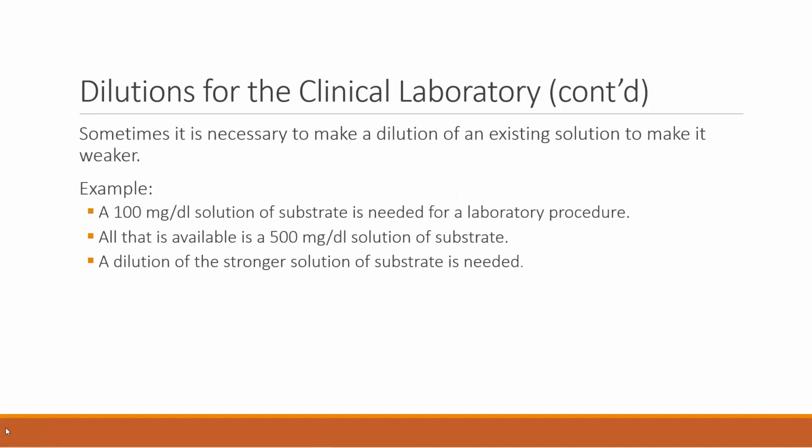Another example is that sometimes it's necessary to make a dilution of an existing solution to make it weaker. For example, we have 100 milligrams per deciliter solution of substrate that's needed for a laboratory procedure. All that is available is a 500 milligram per deciliter solution of substrate. So a dilution of this stronger solution of substrate is needed to get the concentration of 100 milligrams per deciliter.